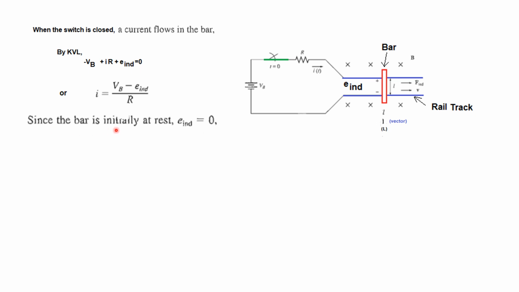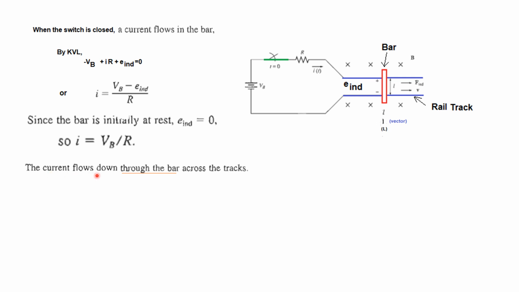Now, since the bar is initially at rest, E induced is 0. So initially, the moment we close the switch, the bar is still at rest. Since there is no movement of the coil or the wire or the bar in a magnetic field, there will be no voltage induced. We know this from the generator law. That means E induced is equal to 0, and so if we put E induced equal to 0, then our current will be VB over R.